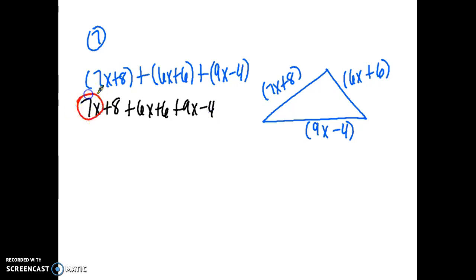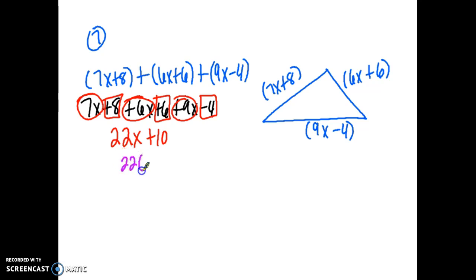Combine like terms. 7x plus 6x is 13x plus 9x is 22x. 8 plus 6 is 14. 14 minus 4 is 10. It says find the perimeter if the value of x is 10, so I'm going to plug in 10 for x. 22 times 10 is 220, plus 10 is 230 millimeters.